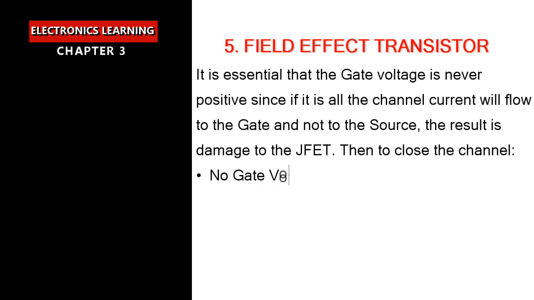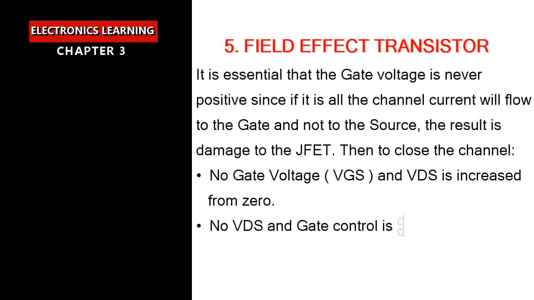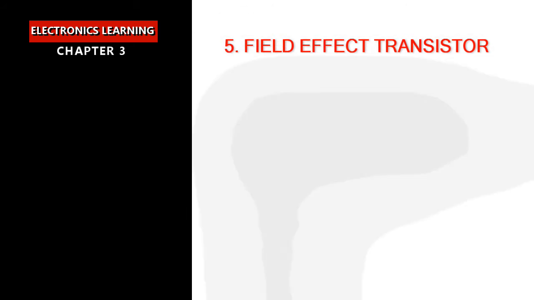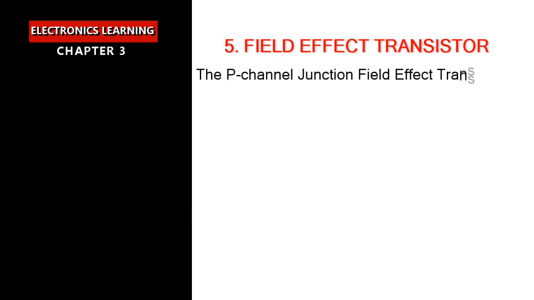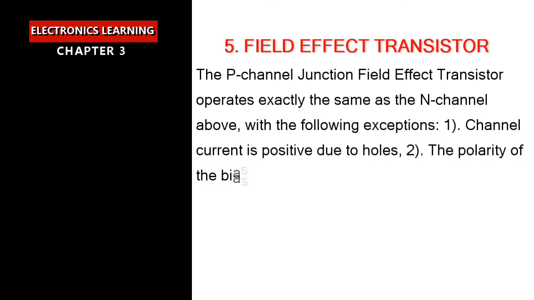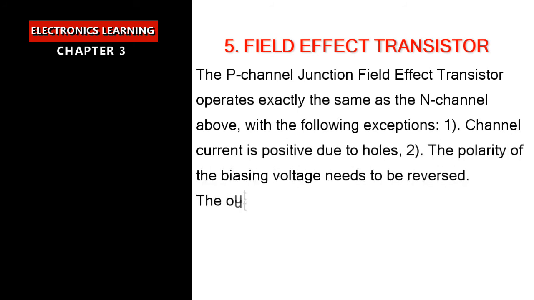Then to close the channel, there is no gate voltage, VGS, and VDS is increased from 0. Then VDS is held while the gate control is decreased negatively from 0, with VDS and VGS varying. The P-channel junction field effect transistor operates exactly the same as the N-channel above, with the following exceptions. 1. Channel current is positive due to holes. 2. The polarity of the biasing voltage needs to be reversed.